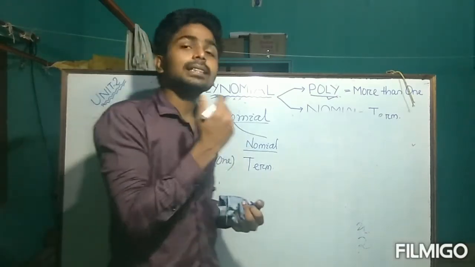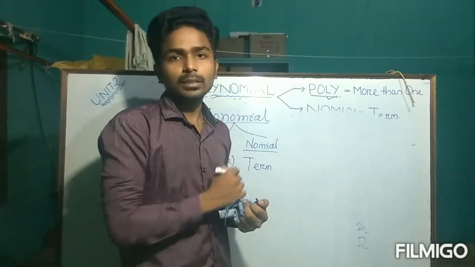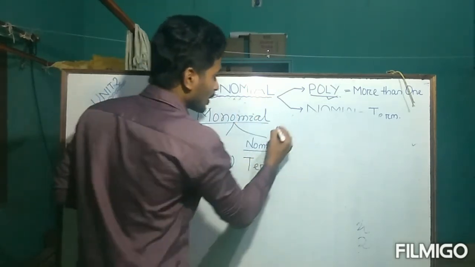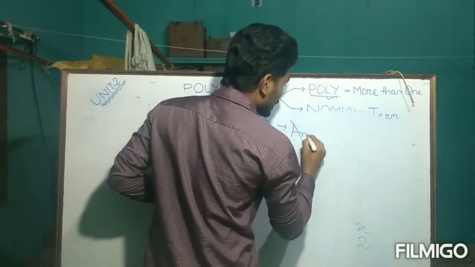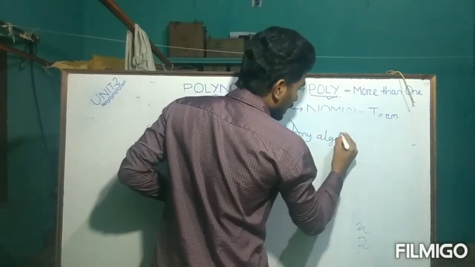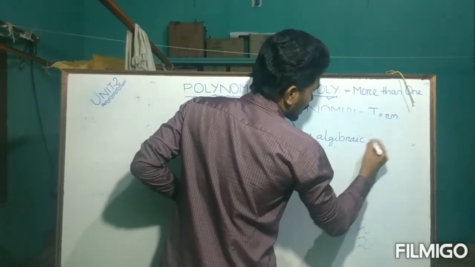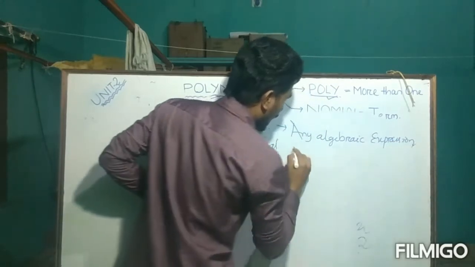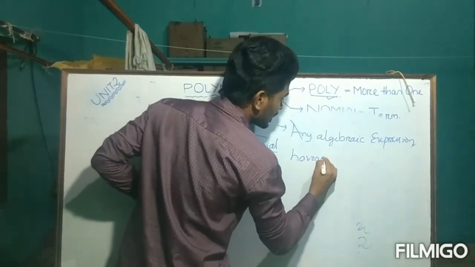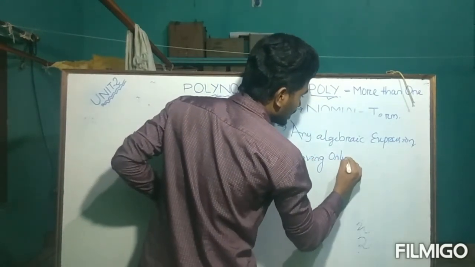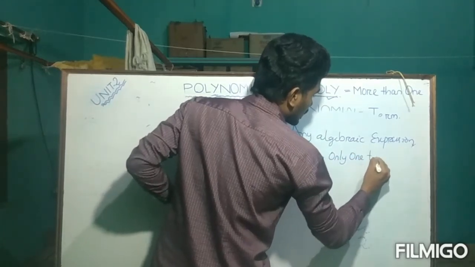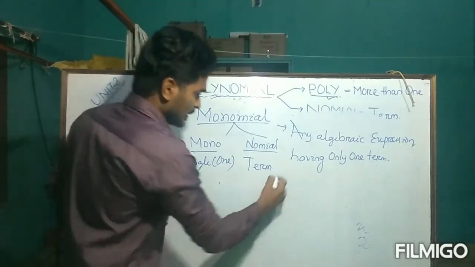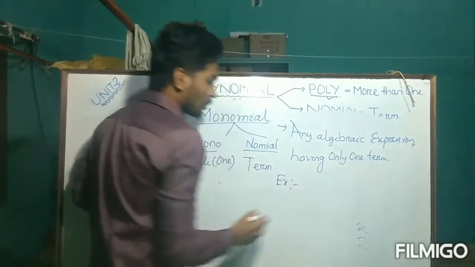So write down: any algebraic expression having only one term is known as monomial. Let's suppose we have some examples of monomial.